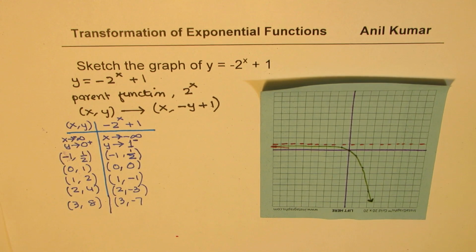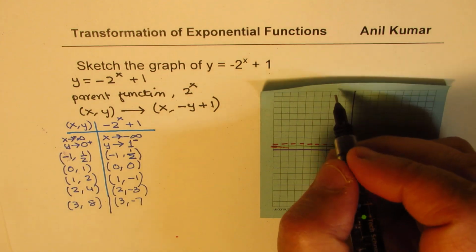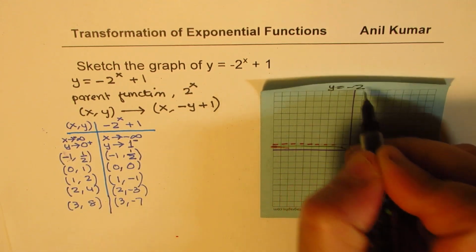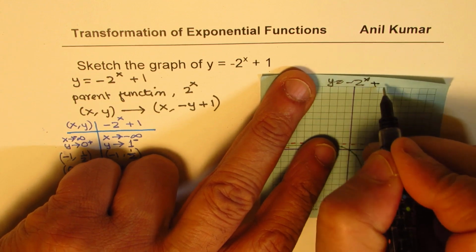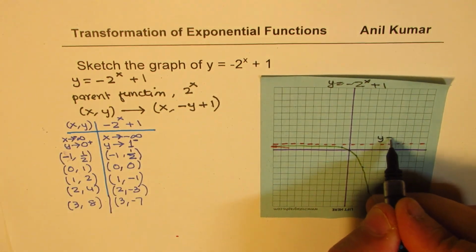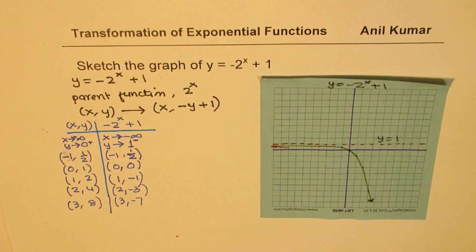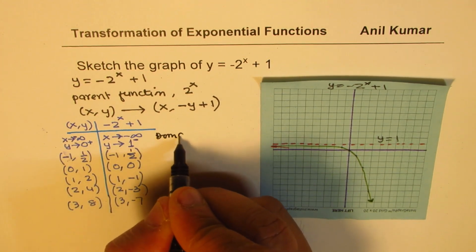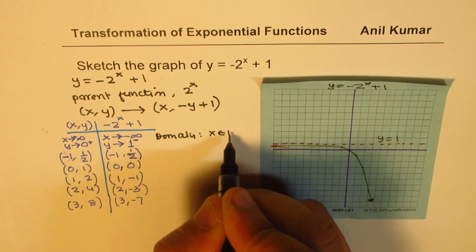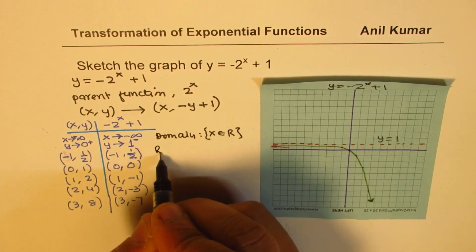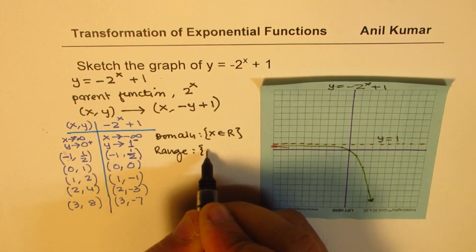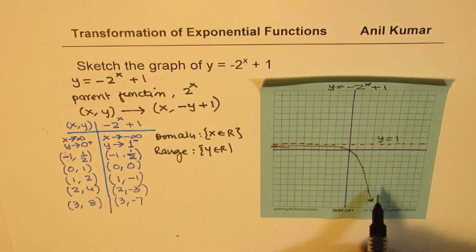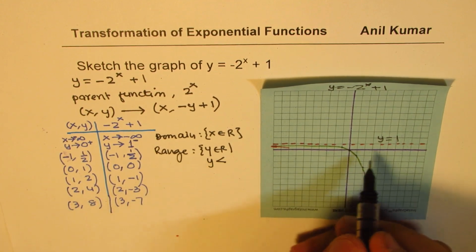Do you see that? So that is how the graph will look like for the given function, right? So this is for y equals to -2 to the power of x plus 1, right? Y equals to 1 is your horizontal asymptote. Now clearly here you can see that the range has changed, right? Now in this case, of course, domain is x belongs to real numbers as we expected, however, but the range has changed. Y belongs to real numbers, but the value of y this time is less than 1.